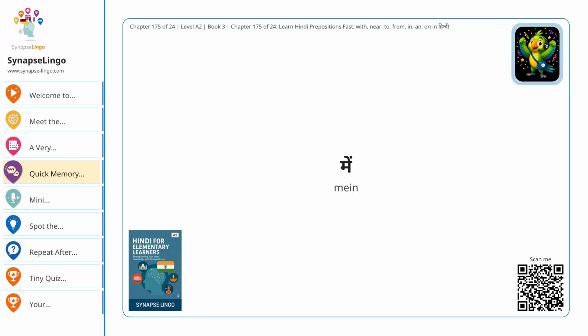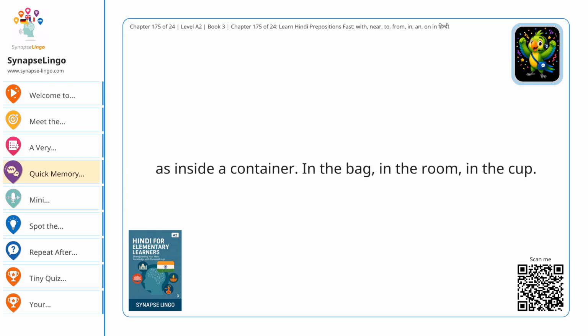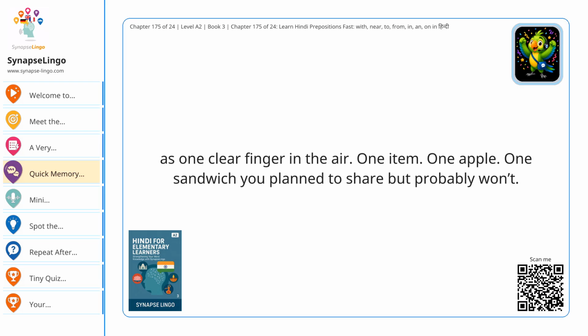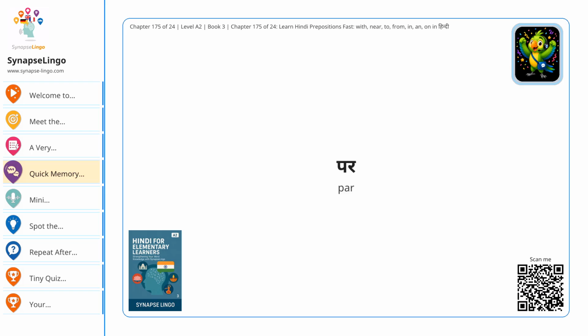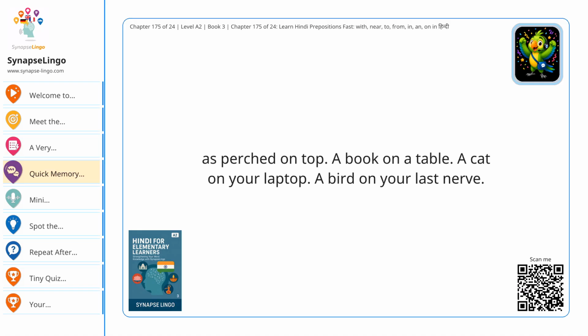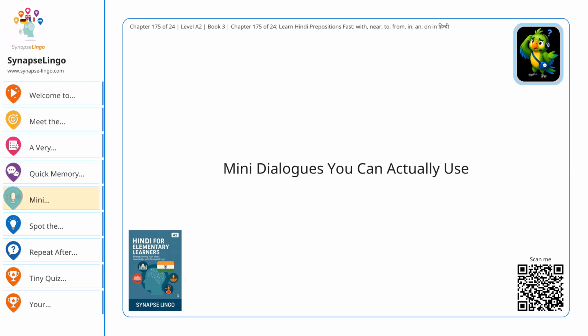Think of में as inside a container. In the bag, in the room, in the cup. Think of एक as one clear finger in the air. 1 item. 1 apple. 1 sandwich you plan to share but probably won't. Think of पर as perched on top. A book on a table. A cat on your laptop. A bird on your last nerve. Mini dialogues you can actually use.